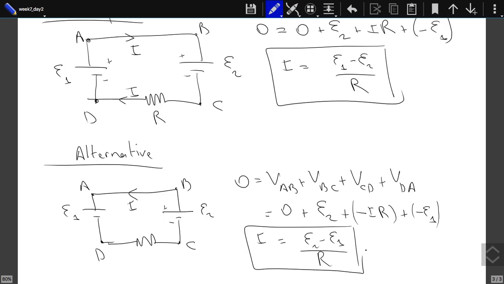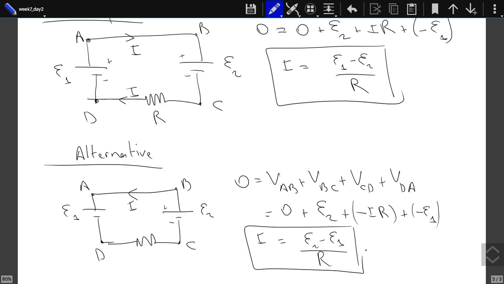There's a sign difference. Which one is correct? Both of them are correct. They just look different because they refer to different directions for the positive direction. If a current is running in this direction, with this convention, it is a positive current. With this convention, it should be a negative current. So that is why we have this sign difference between these two results. Both of them are correct.